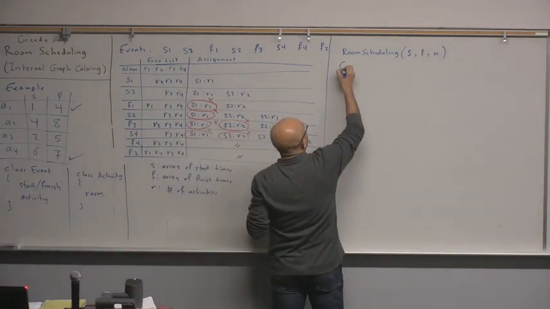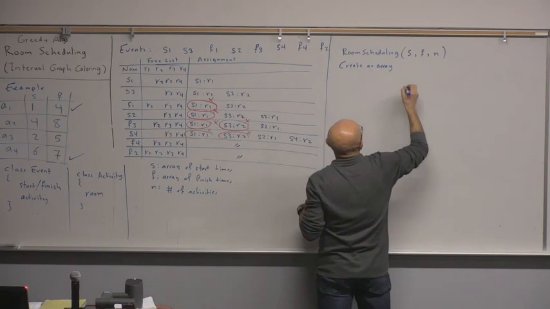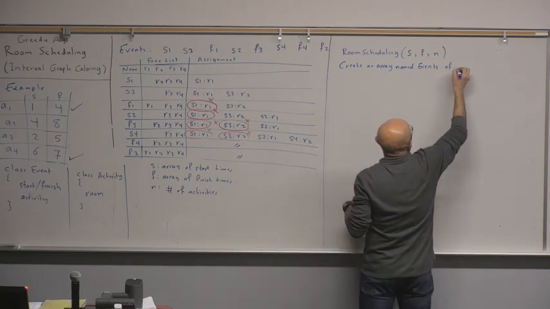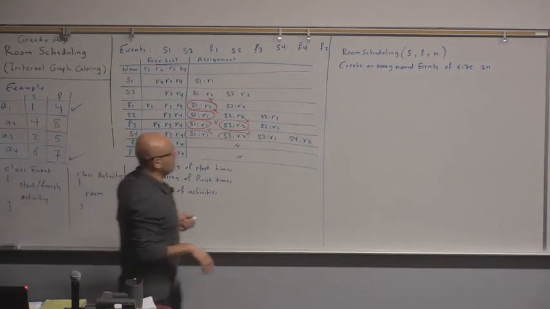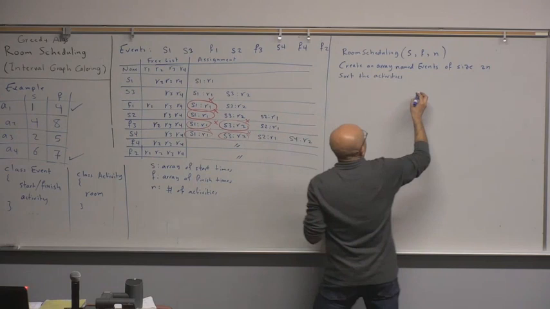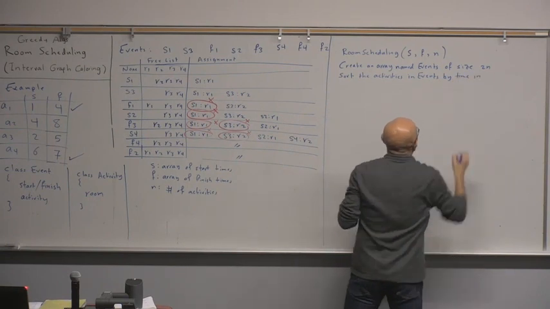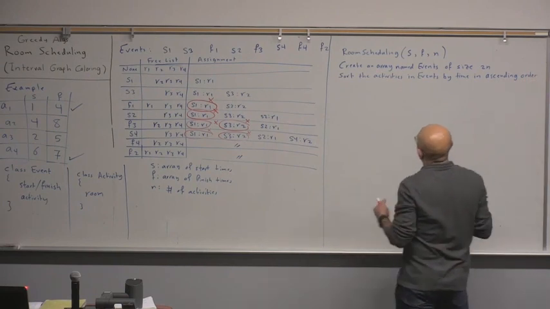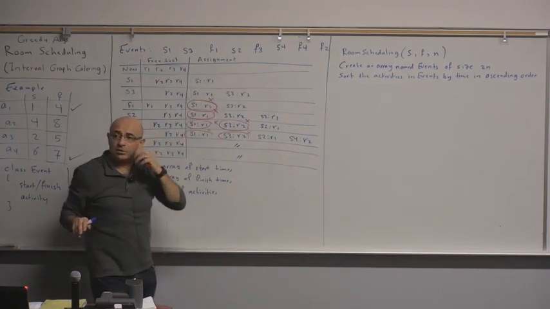So first, create an array named events of size 2n, right? Because for each activity there is a start and a finish. Then sort the activities in events by time in ascending order. So now we have an array of events. It's going to be like this: the array of events, S1, S3, F1. So you sort the events in order of time.